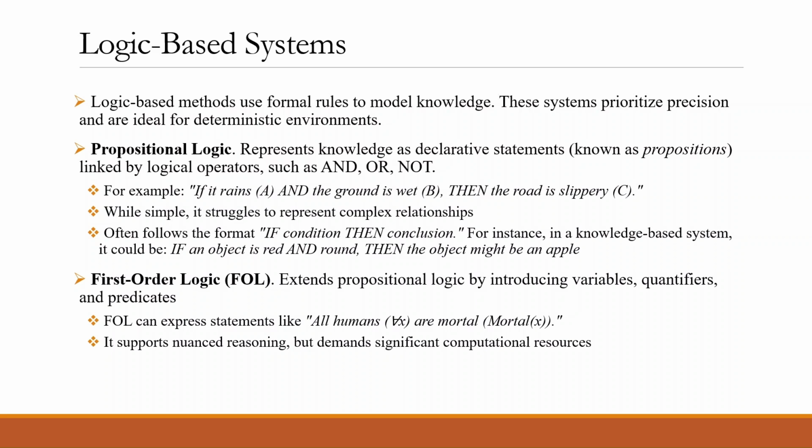While simple, it struggles to represent complex relationships. It often follows the format if condition, then conclusion. For instance, in a knowledge-based system, it could be: if an object is red and round, then the object might be an apple.